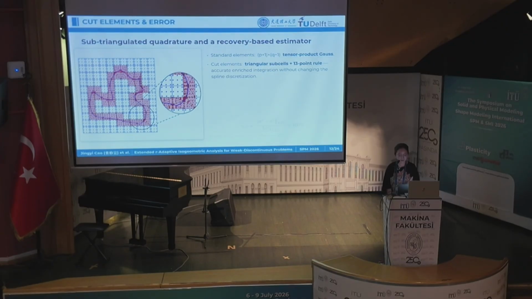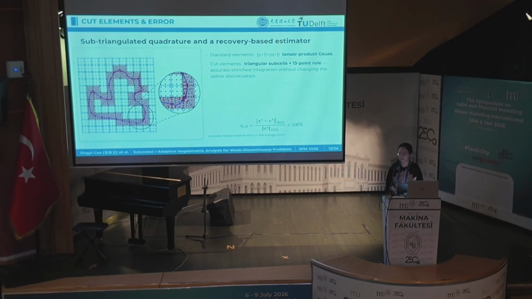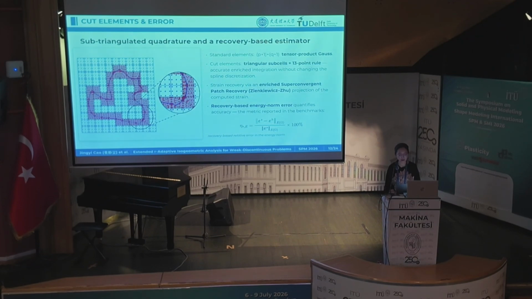To check how the optimization method improves the accuracy of solving the problem, we use relative energy error as the measurement standard. According to the error estimation method proposed by Zienkiewicz and others, the smoothed strain field value is used instead of the real strain field epsilon to calculate the error.